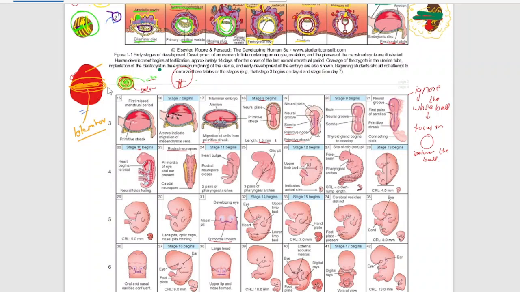The bilaminar disc is just like a plate. If you cut the ball, inside, at one side there is one plate, and another plate is above this plate. Two plates, that is called bilaminar. That's why it is called the bilaminar disc.